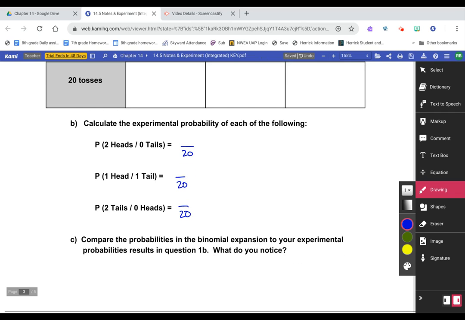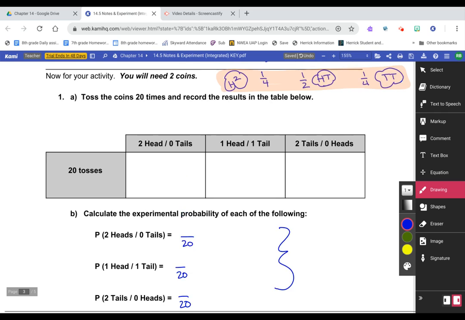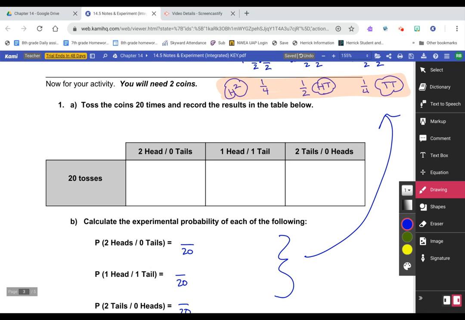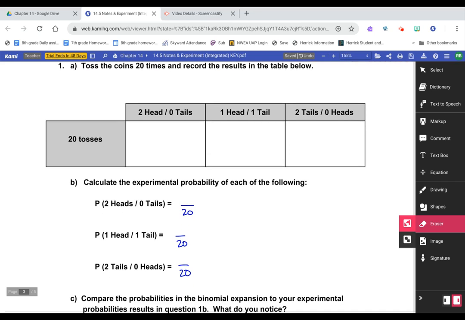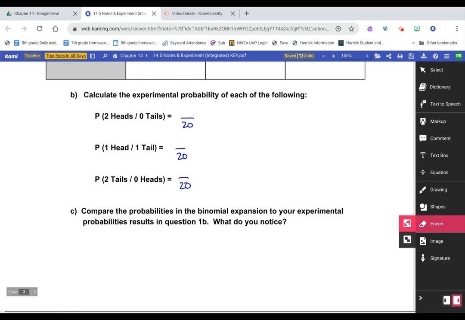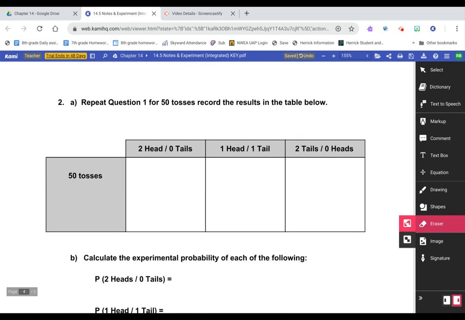You're going to compare the probability in the binomial expansion to your experimental probability results. And what do you notice? So you'll compare these results to the theoretical probability. Okay. For number 2 in this experiment, you're going to do the same thing, only you're going to toss the coins 50 times. Feel free to keep your first 20 times the same and then toss just another 30 times and add your data to number 2. Let's see what happens when comparing the experimental probability to the theoretical probability when there's 50 coin tosses.